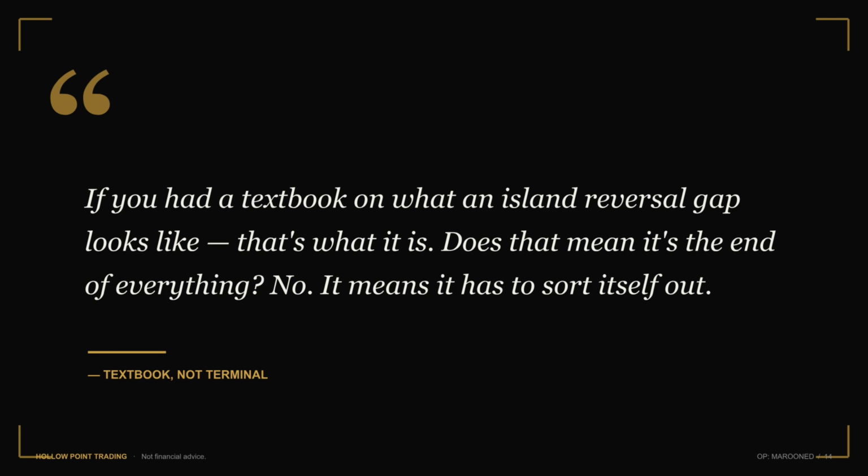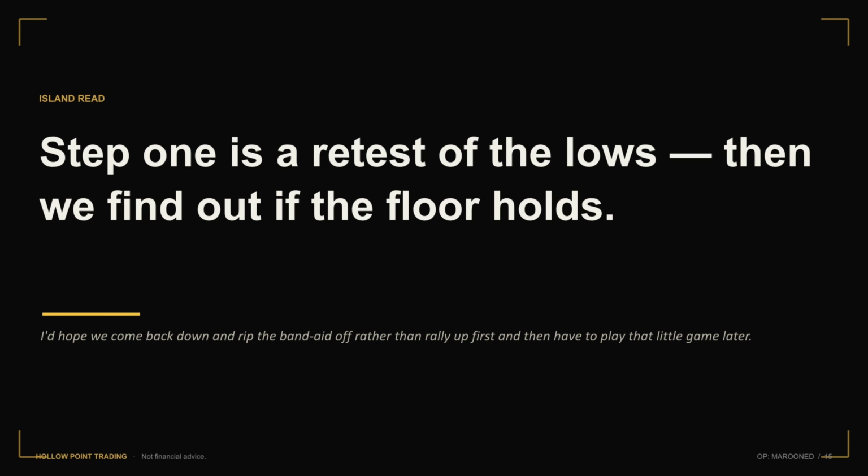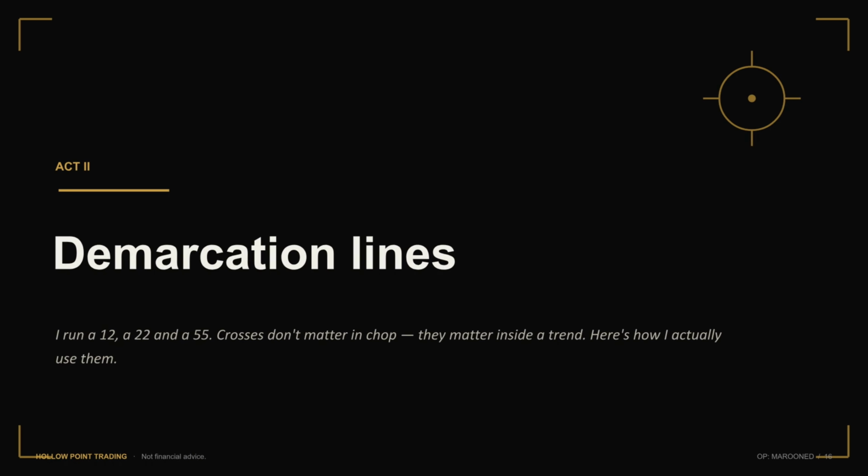To conclude, this pattern is textbook, but it doesn't necessarily signal the end of everything. It simply means the market must sort itself out. Looking ahead, our first step is to monitor a retest of the lows. We need to see if the floor holds, or if we have further downside to navigate. Next, let's discuss demarcation lines.